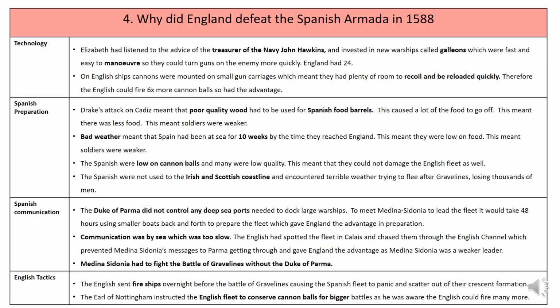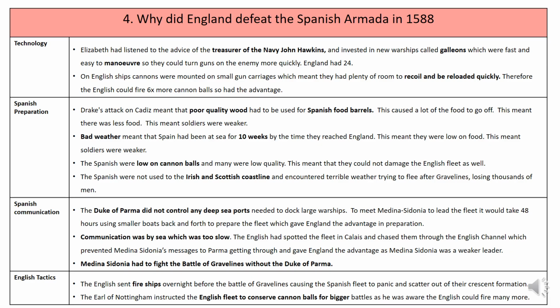Further, after the battle, when they are running away from the English, they are not used to the Irish and Scottish coastlines, which can be quite treacherous. That, coupled with bad weather, meant that thousands of men were killed as they were running away from the English on the return to Spain.